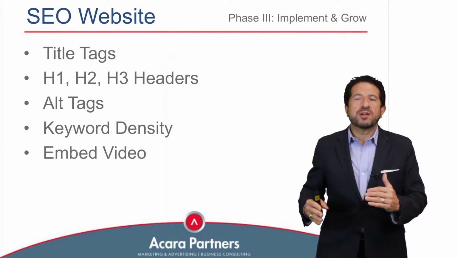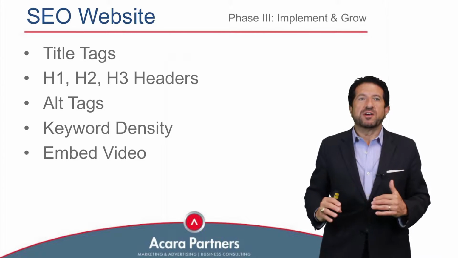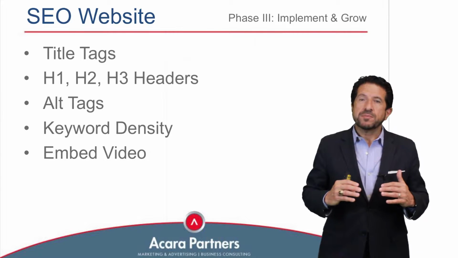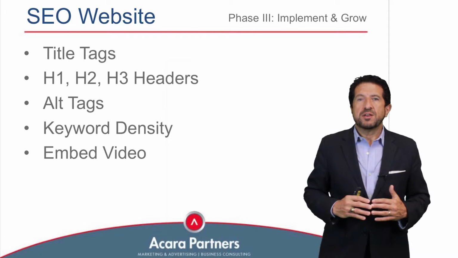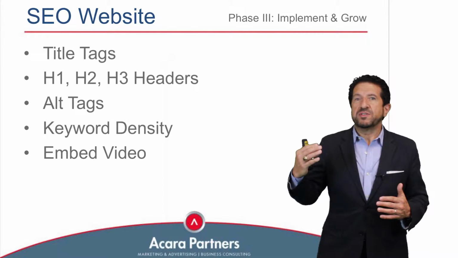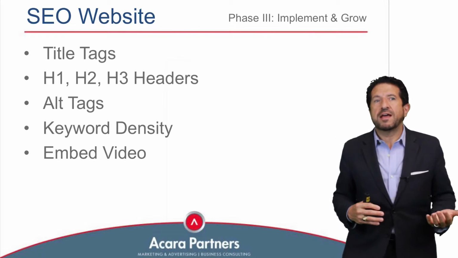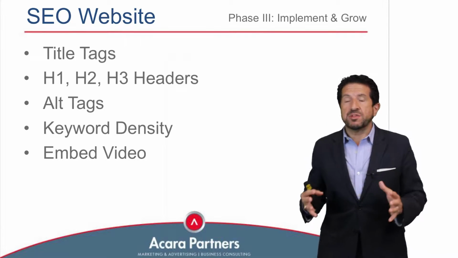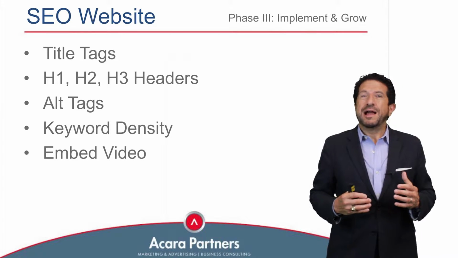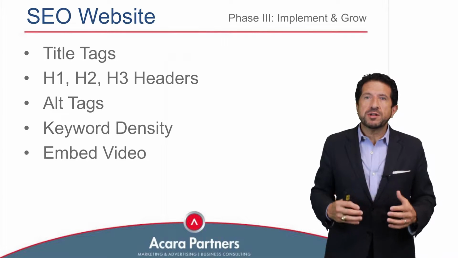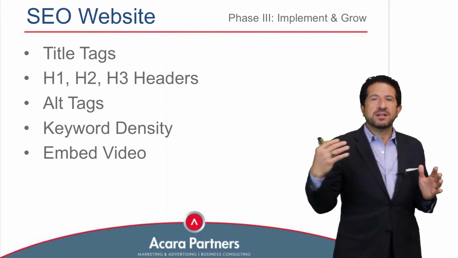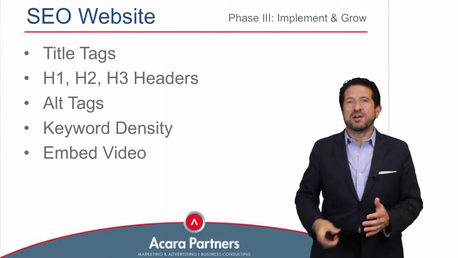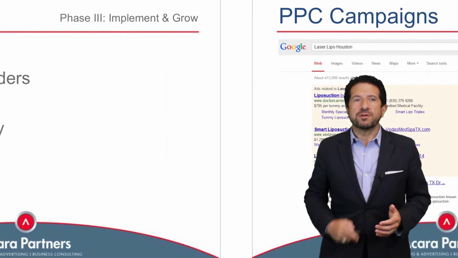So I highly recommend responsive websites that are optimized on many different levels. They have headers, H1s, H2s, H3s. They have alt tags. They're keyword dense with the appropriate keywords. And use video. It's so critical to help optimize your site. Have it on your YouTube page. Have it embedded onto your website. Really important.